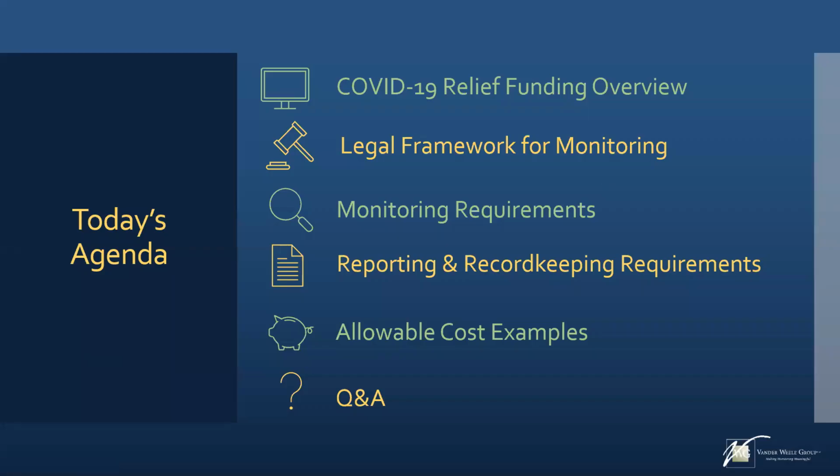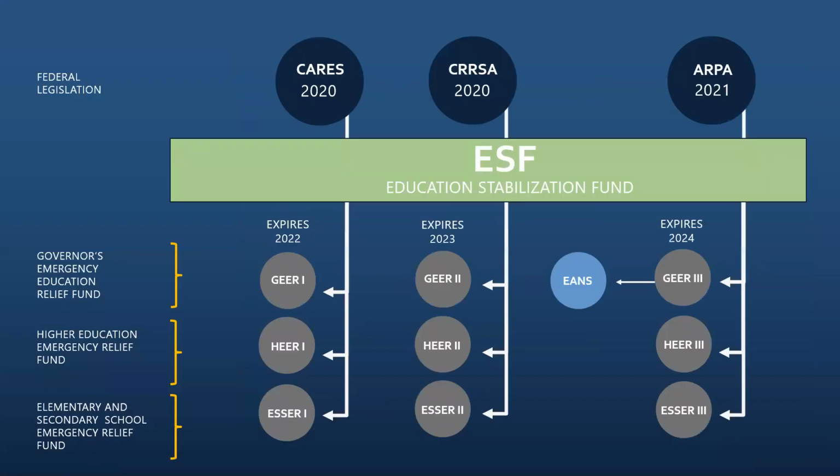In today's agenda, we're going to talk about the COVID-19 relief funding, give you an overview of the funding legislation and the framework that we have for monitoring and implementing these funds, monitoring requirements, reporting and record keeping requirements, and then give you some allowable cost examples on how to use the funding that has come out of the COVID-19 legislation. So let's talk about the three main pieces of legislation that we have.